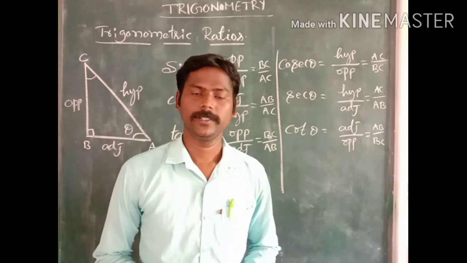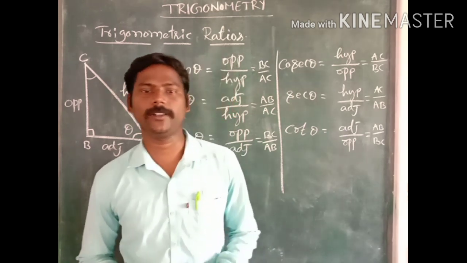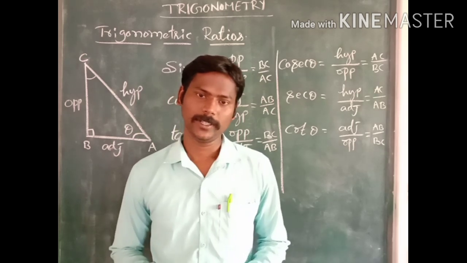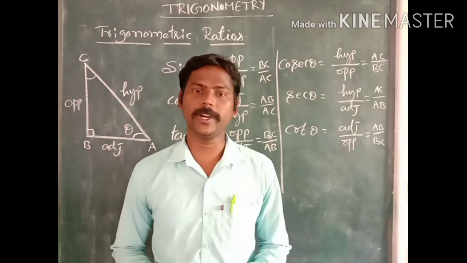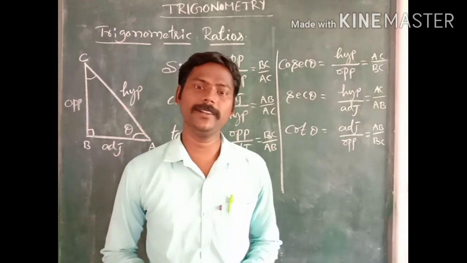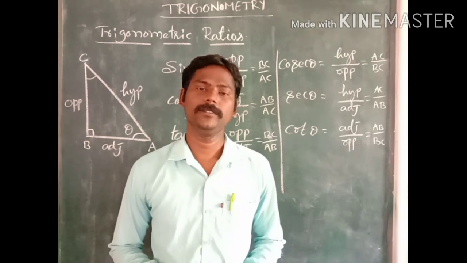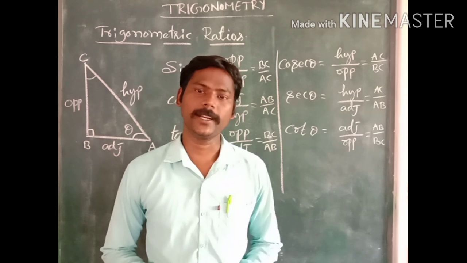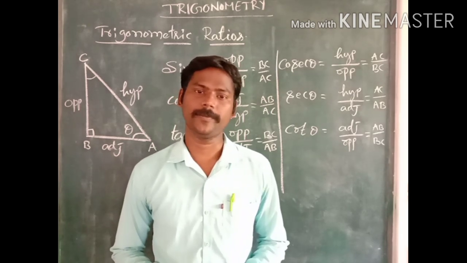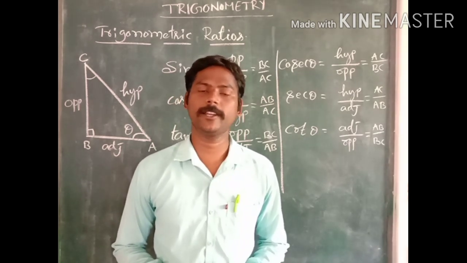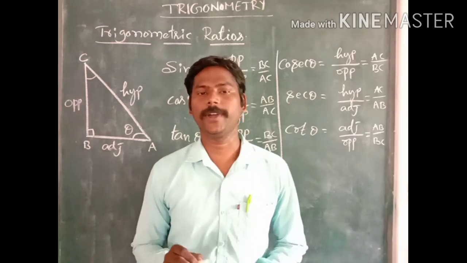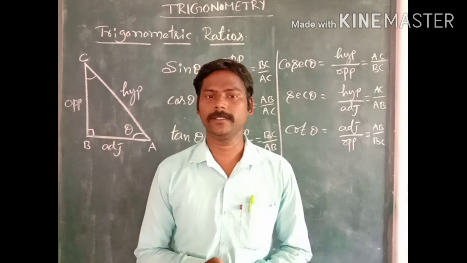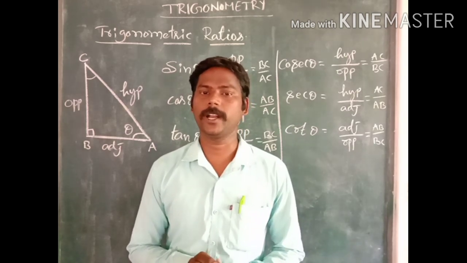Trigonometric ratios. Actually, how many trigonometric ratios are there? We learned yesterday, 6 trigonometric ratios. Those are nothing but sin theta, cos theta, tan theta, cosecant theta, secant theta, cot theta. These are 6 trigonometric ratios defined on the right angle triangle. Once again, look at the board and observe, children.